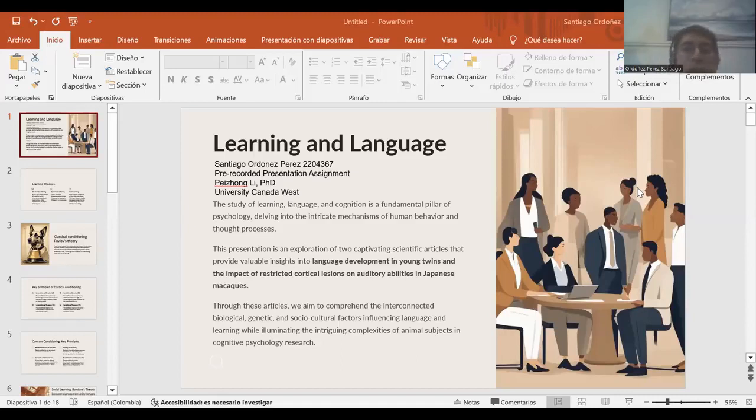In this presentation, it's an exploration of two scientific articles that I have found in a reliable source, about language development in young twins and the impact of restricted cortical lesion on auditory abilities in Japanese macaque. Sorry, it's kind of hard, the title, but let's go ahead with these two. Through these articles, I'm going to comprehend the interconnected biological, genetical, sociocultural influences on language that we're learning in our life, and the complexities of animal subjects in cognitive psychology research, right?